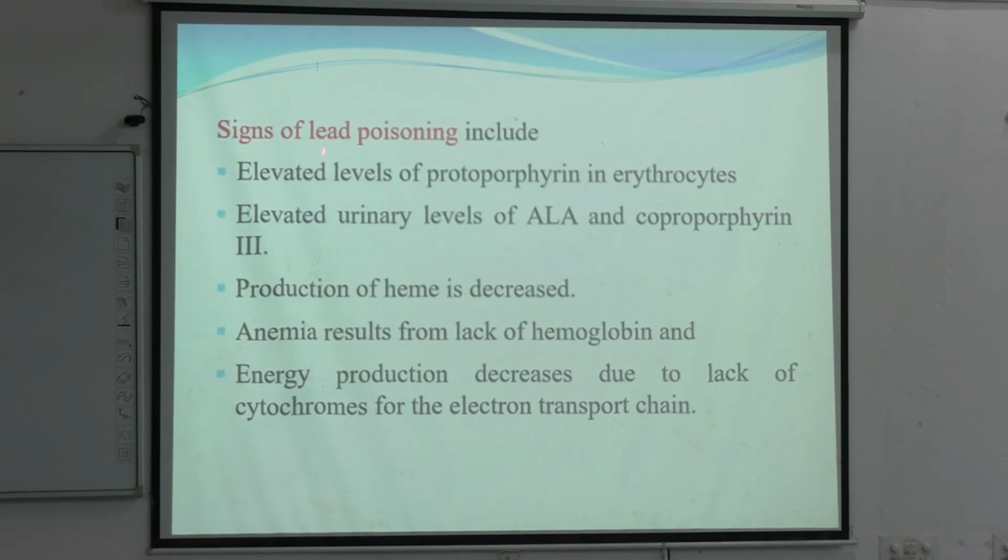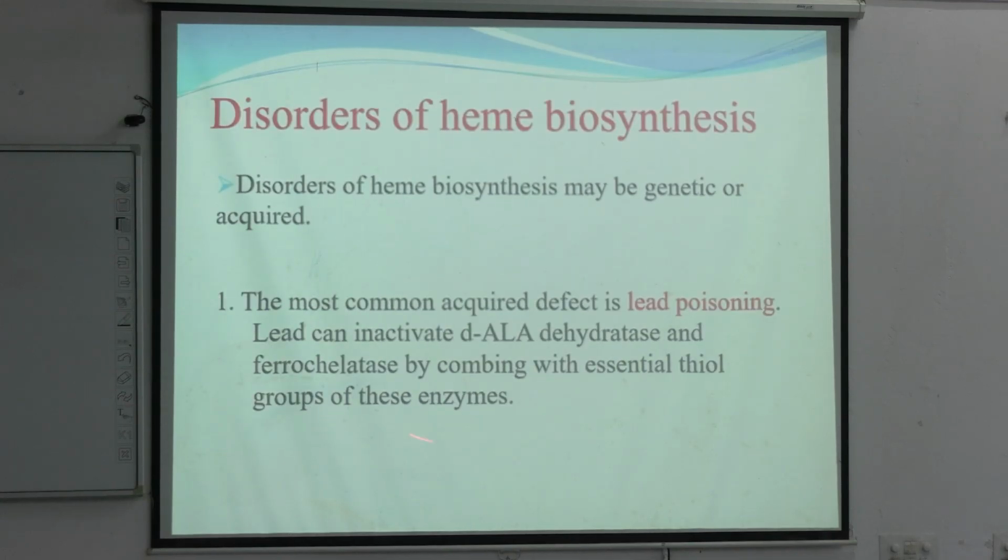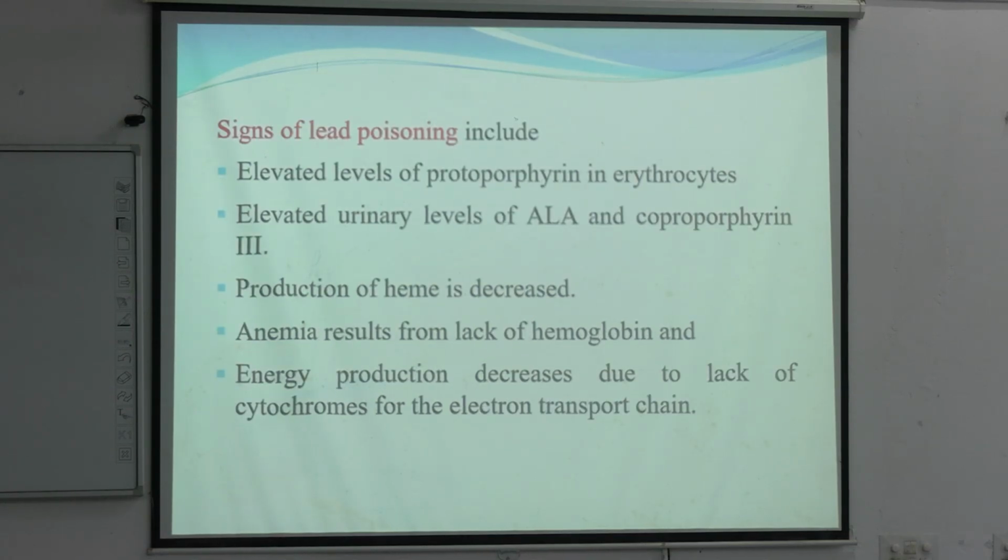Signs of lead poisoning: elevated levels of protoporphyrin in erythrocytes. So why will protoporphyrin be elevated? Because the ferrochelatase enzyme is captured by lead. Okay. So what happens? Lead combines with a thiol group of these enzymes. So these enzymes will be inactivated. If ferrochelatase enzyme is inactivated, where does it act? Ferrochelatase acts in the last step, where the iron enters the protoporphyrin. Okay. So it will increase the level of protoporphyrin.